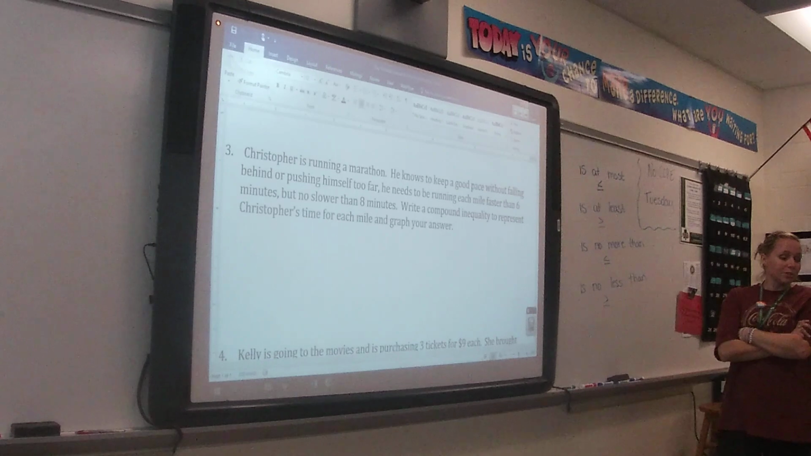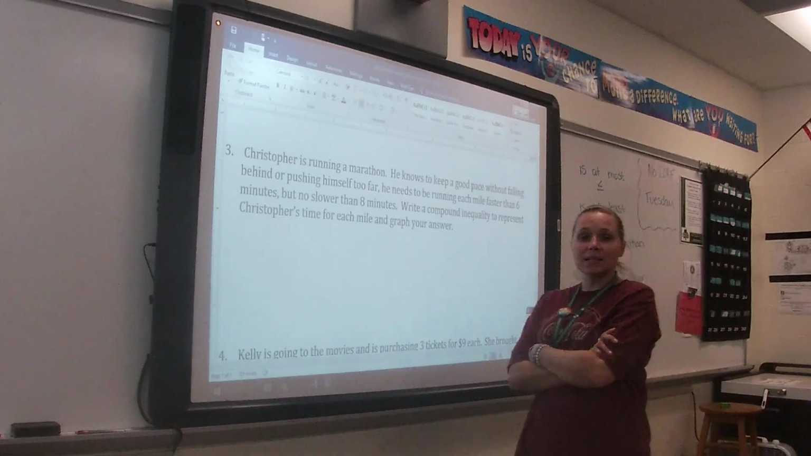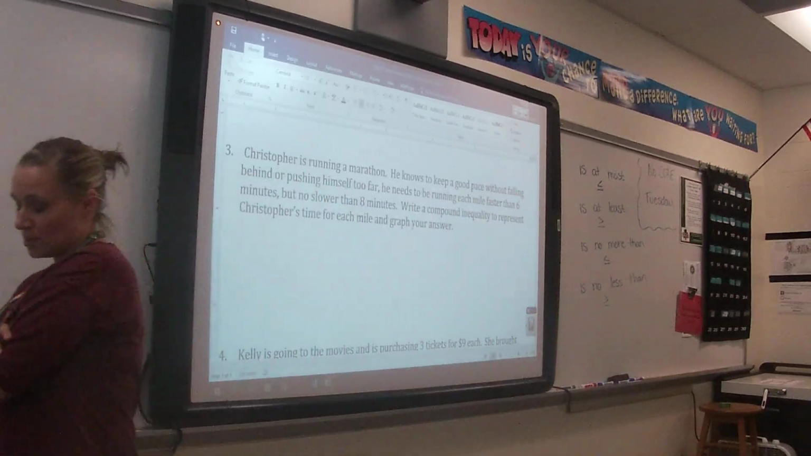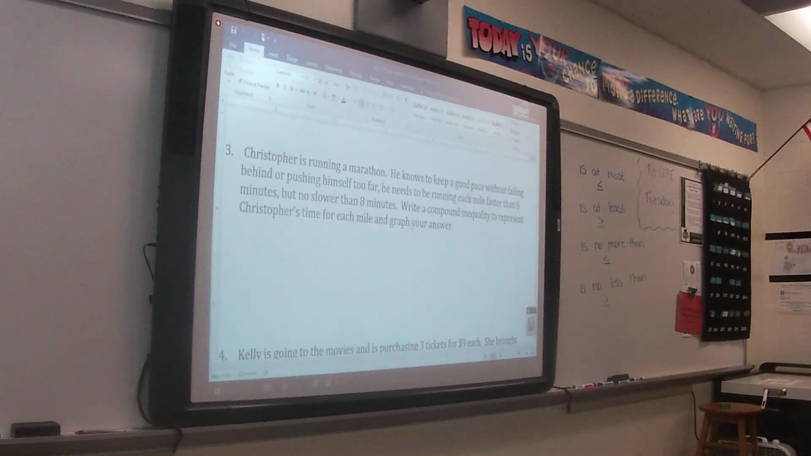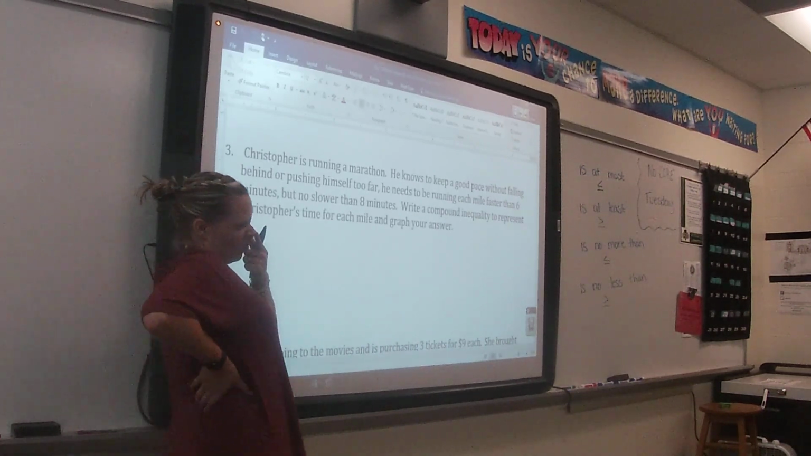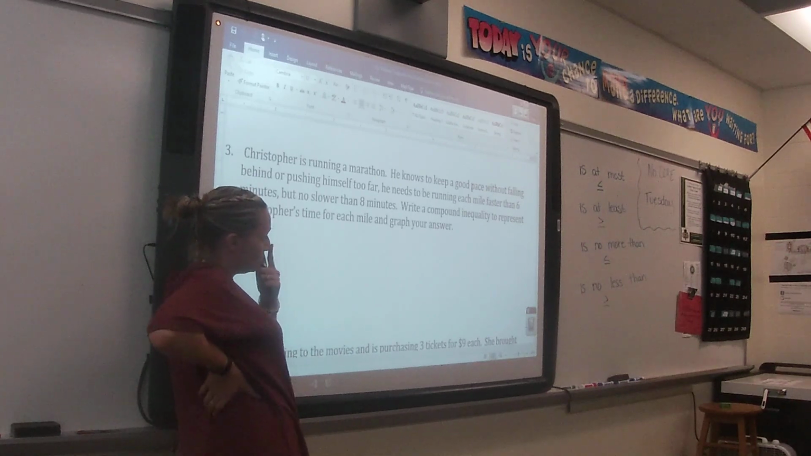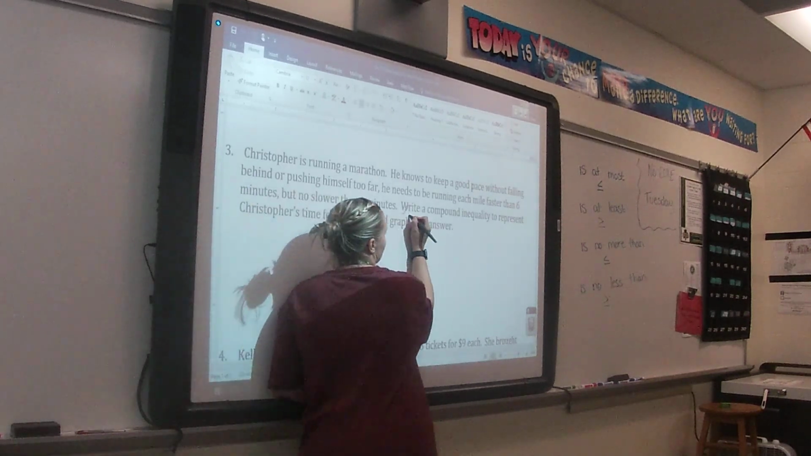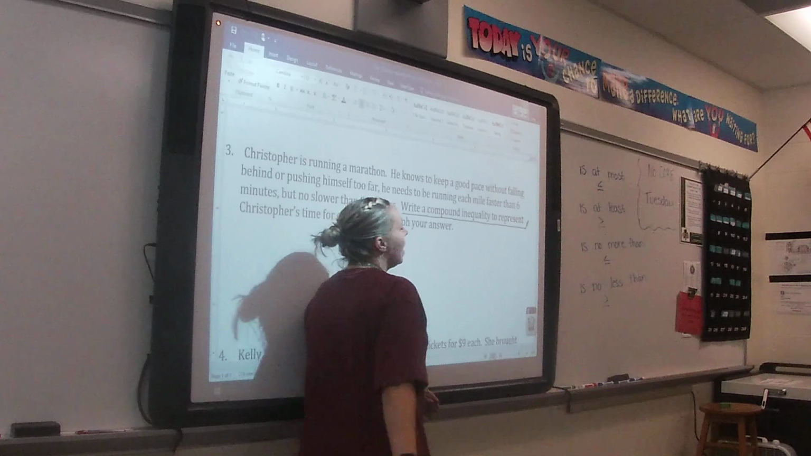Okay? So story problem here. What is this asking us to consider? I know you have to use a number line. Okay, so we're going to need a number line because we have to graph our answer. Is this asking us to solve something? No. What does it ask us to do? Write a compound inequality.